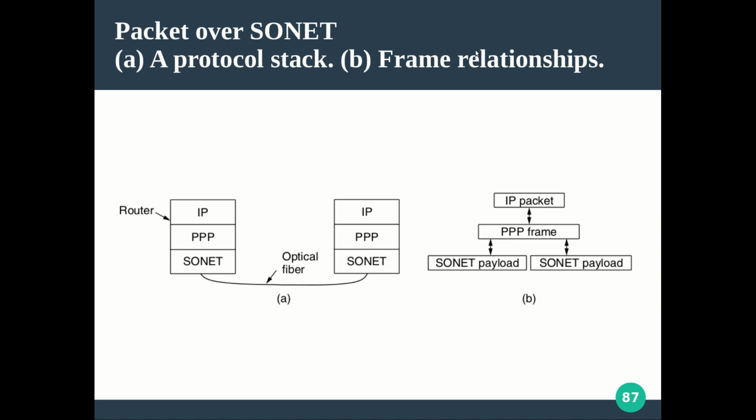Now if you look at the frame relationship, this is the protocol stack. From the Internet Protocol, I mean from the network layer, the IP packets will be delivered to the data link layer. This is the protocol data unit that is called a packet in the network layer. When it comes to the point-to-point protocol, it will divide it into fixed size frames so that it can be communicated over the underlying SONET, which carries the payload part.